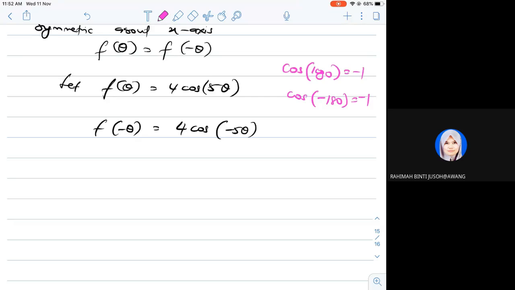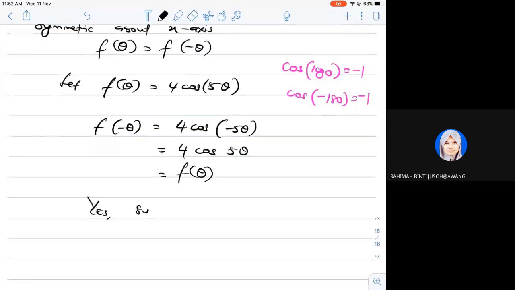So we can say that ni saya tunjuk, ni just untuk you understand konsep dia lah. Kenapa? Sebab bila cos, bila angle tu negative, by hook or by crook, it will be the same as positive angle. Okay, so bila sama dengan 5 theta, automatically this is equivalent to f theta. So yes, symmetric about x axis. Okay.